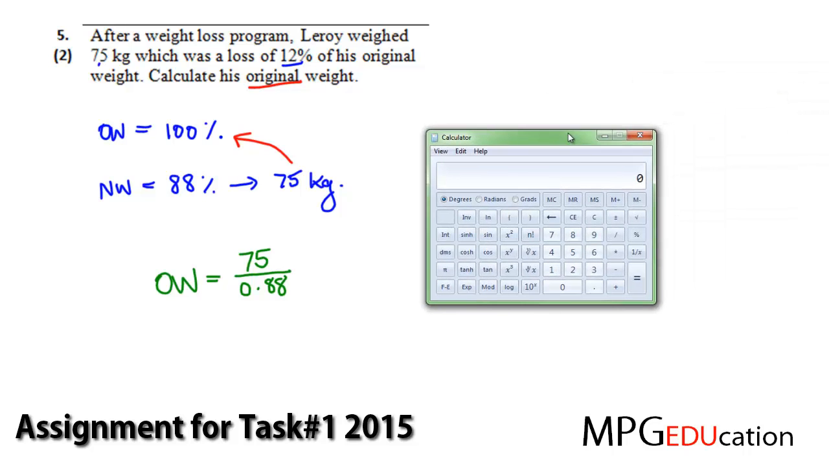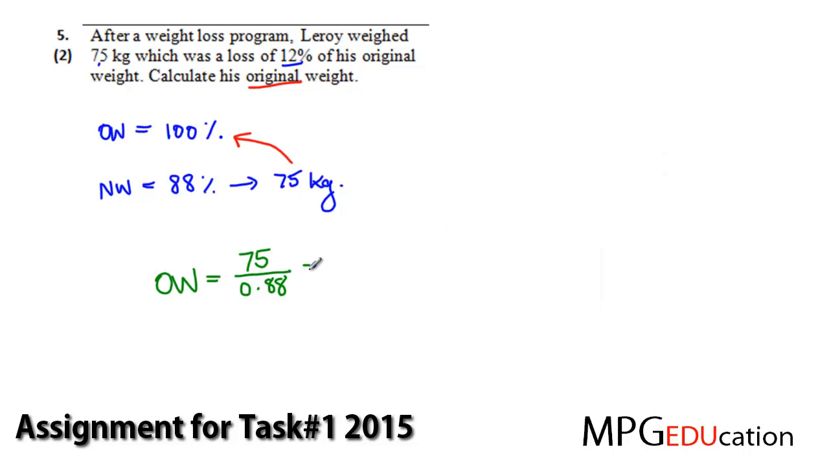To do that, I'll bring in the calculator. 75 divided by 0.88 equals 85.227. It doesn't say anything about decimal places or scientific notation. We'll just have that as 85. Actually, I'll put 85.2 kilos.